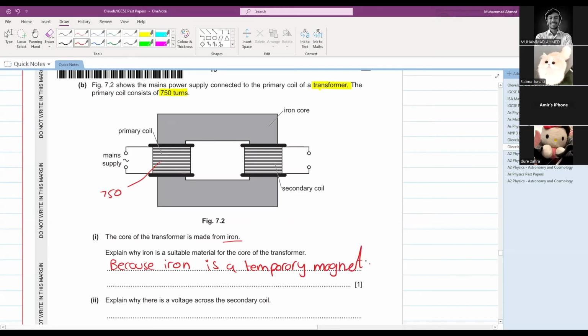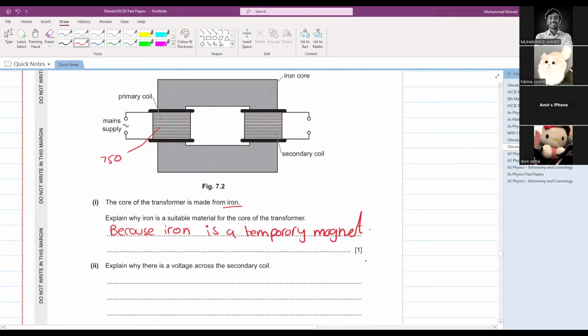Perfect. Let's move ahead. Explain why there is a voltage across the secondary coil. What a beautiful question. Why is there a voltage across the secondary coil? We have to tell this. Any geniuses who would like to answer this? What actually happens in a transformer? Does anyone remember? What happens in a transformer?